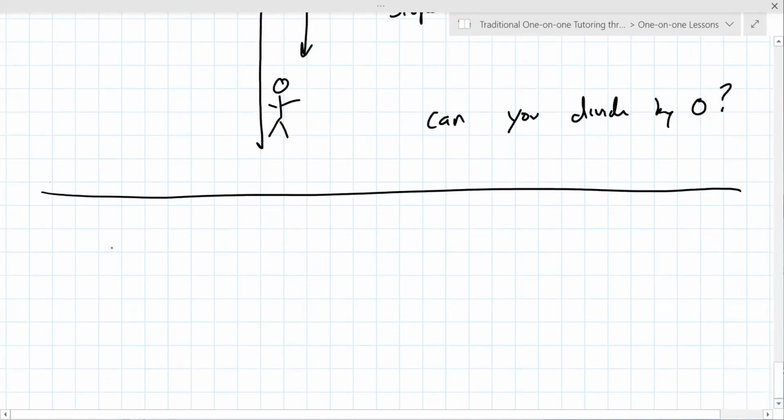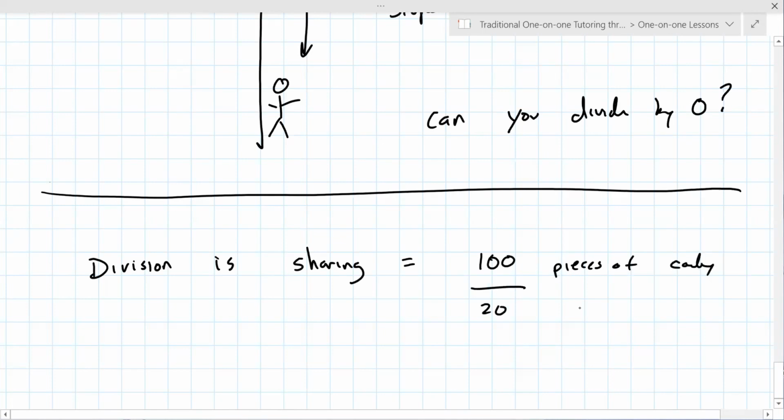So let's talk about what division is. Division is sharing. Let's just say you had 100 pieces of candy and you had 20 friends. How many pieces of candy does each friend get?